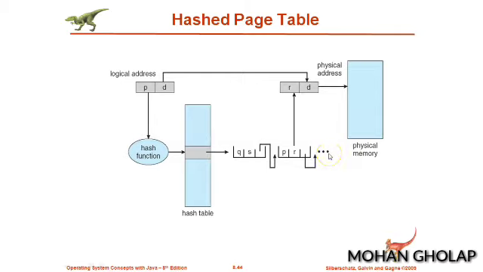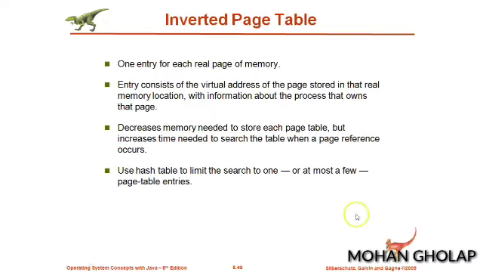match is found. So whenever there is a match, that particular number is used as the page number, along with the corresponding offset, in order to locate that page in the physical memory. So this is how the hashed page table implementation works. Next we will see the third implementation, that is the inverted page table.